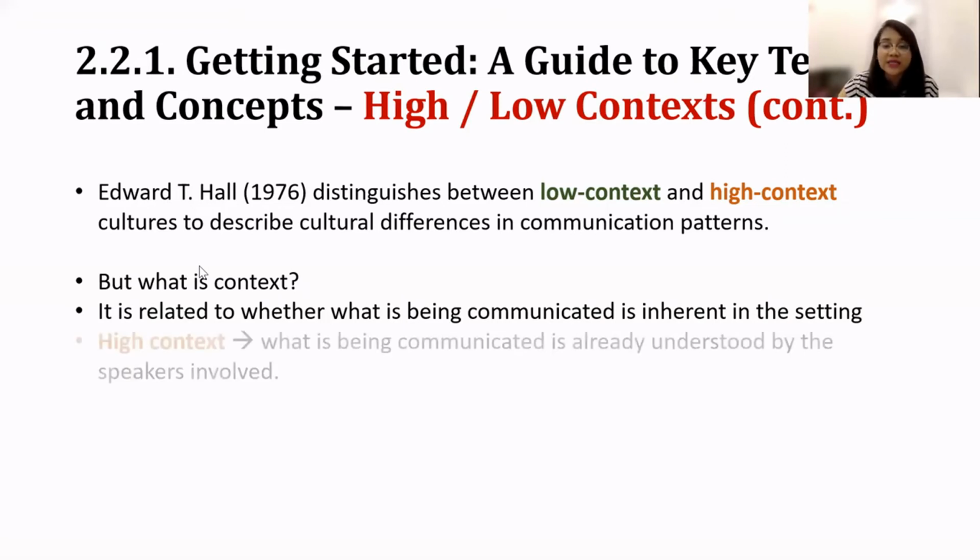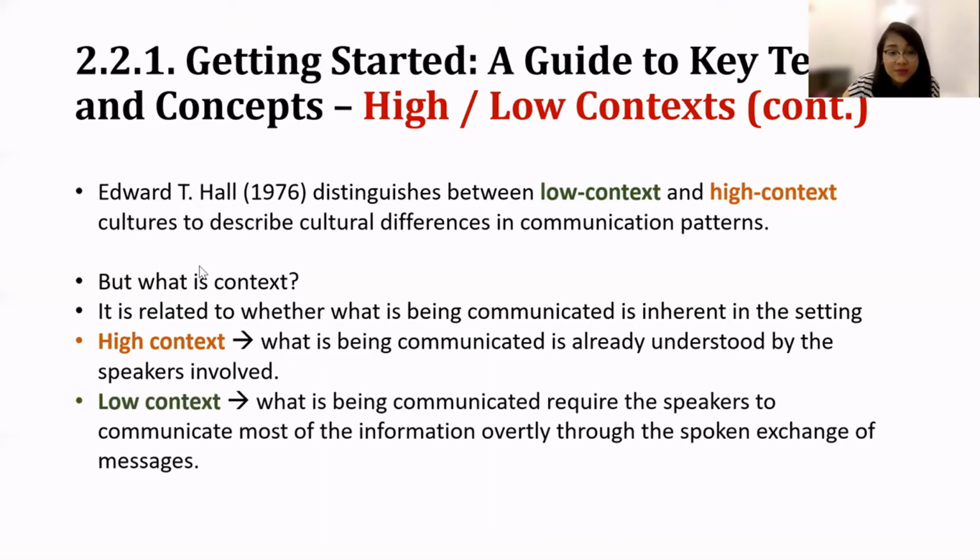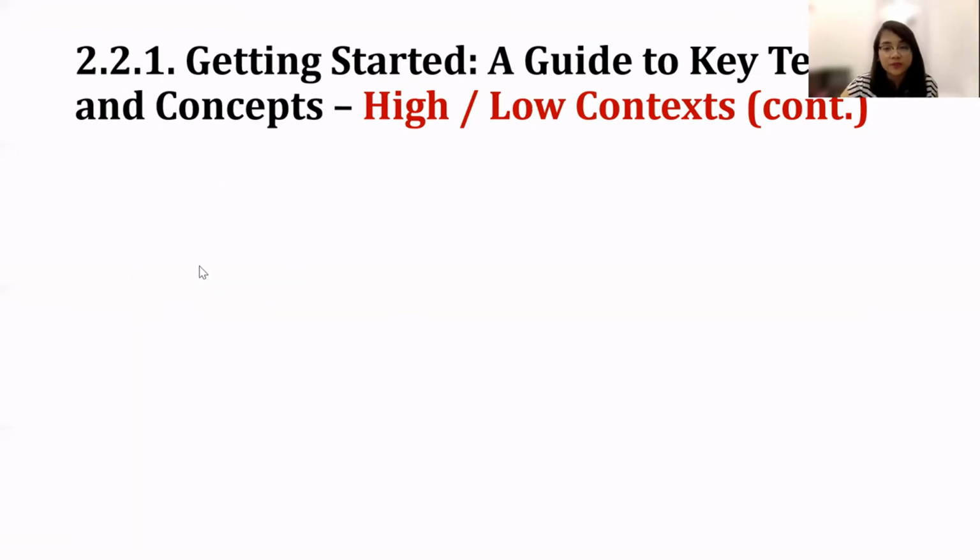Let's see what high context is. It is called high context if what is being communicated is already understood by the speakers involved. While in low context, what is being communicated requires the speakers to communicate most of the information overtly through the spoken exchange of messages. Let's see further explanation about this.